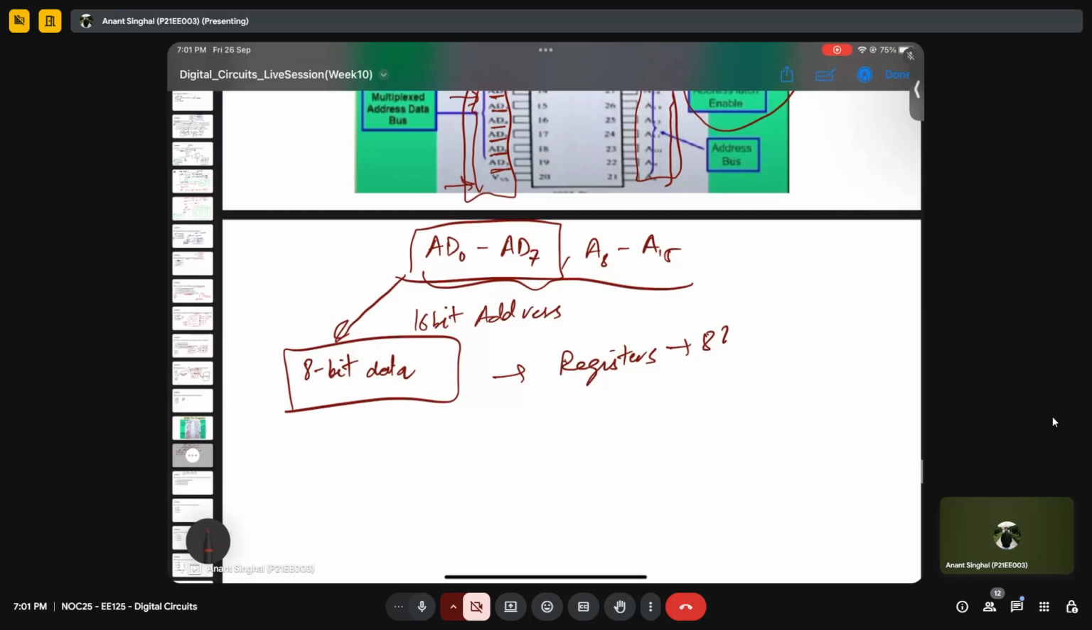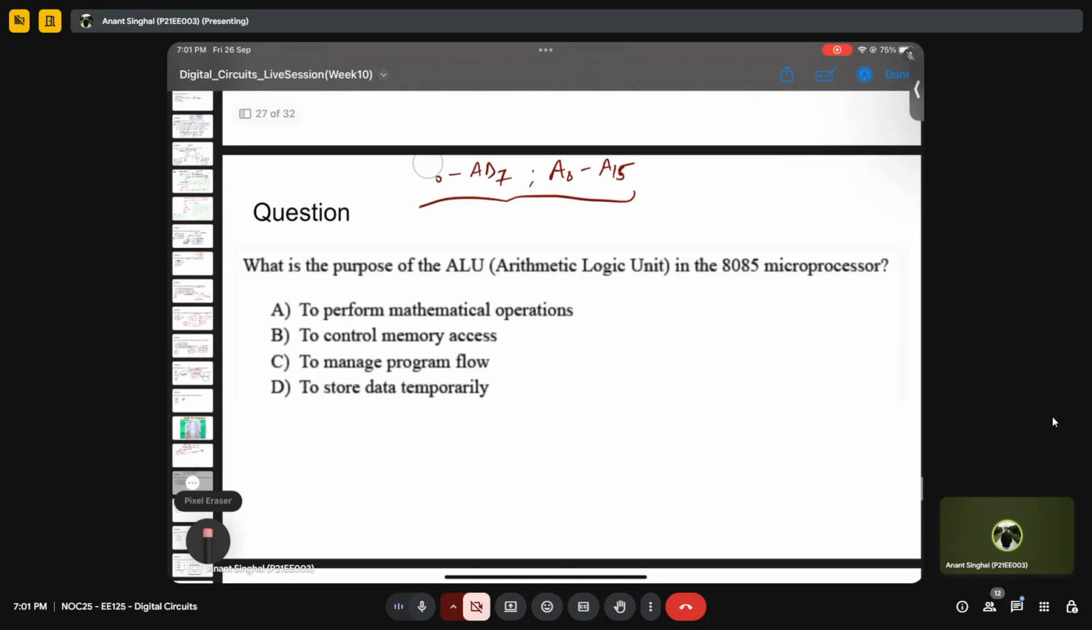It says, what is the purpose of ALU? I mean, it's very easy. Please type your answers in the chat box.